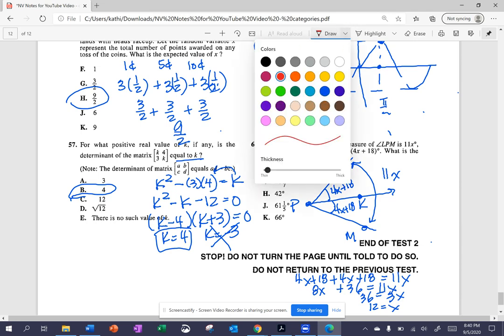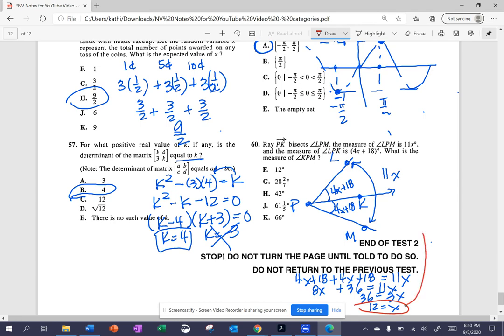So I'm going to substitute back in. So 4 times 12 plus 18, and I get 66 degrees. So make sure you answer the question or you'll answer F. We did it. We're done.